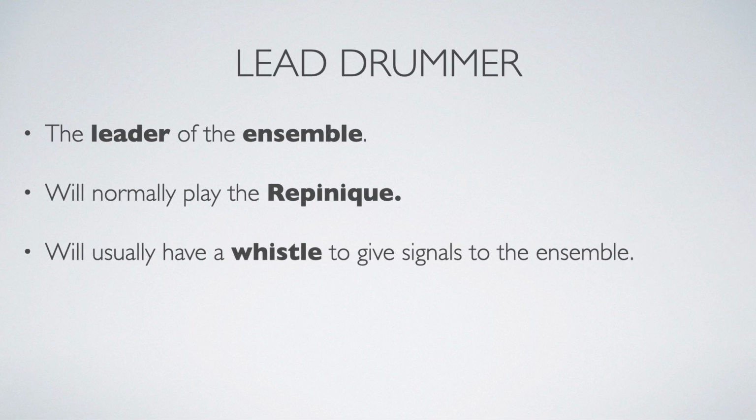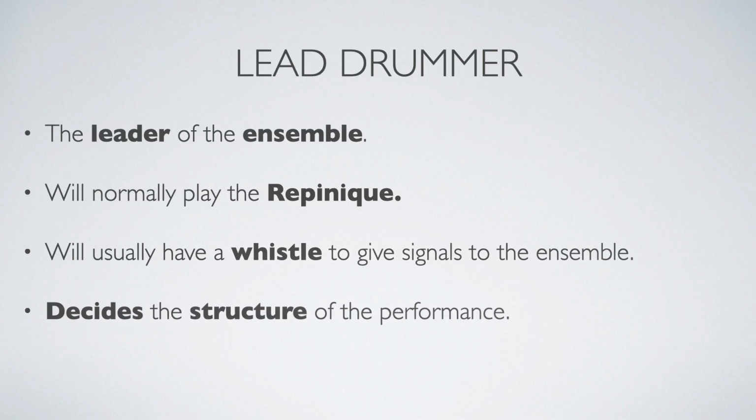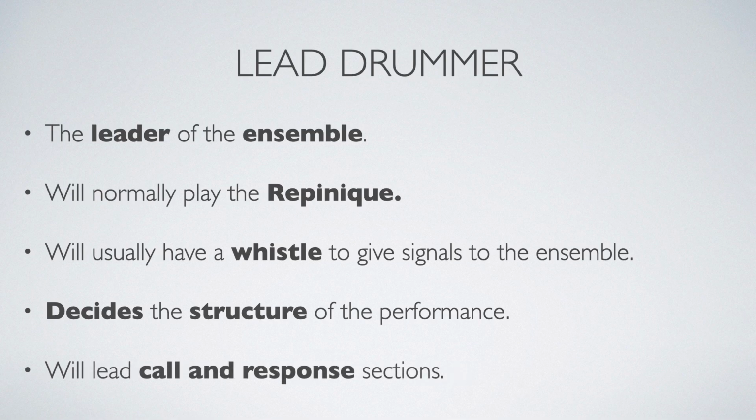Now this is very important. The whistle is used because it cuts through the sound and it helps to give signals to the rest of the ensemble. In previous exams where samba music is featured, there has been a question about the use of a whistle. So remember that. It's also a distinct feature of samba music because we don't hear whistles in African drumming. The lead drummer will decide the structure of the performance, which we'll talk about in just a moment, and will lead sections such as call and response.